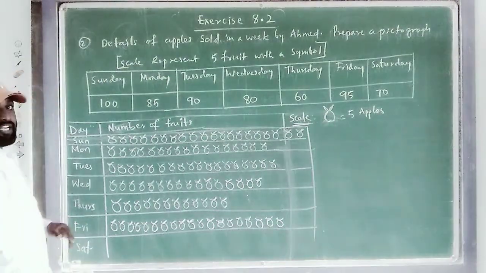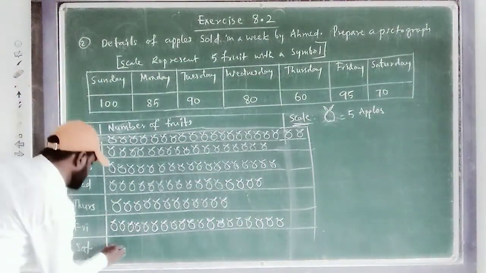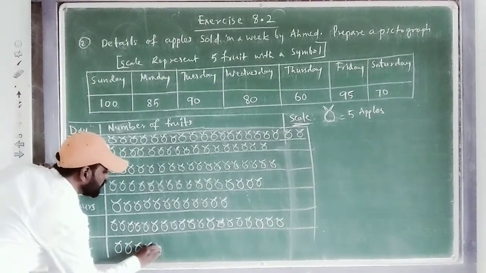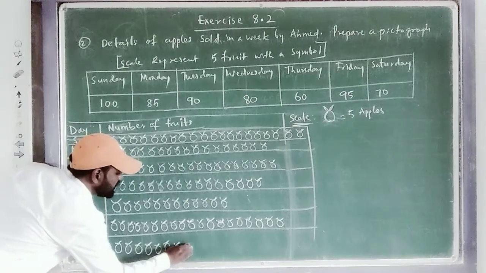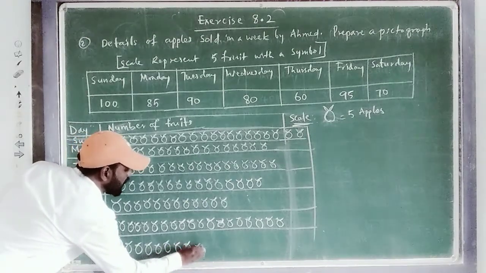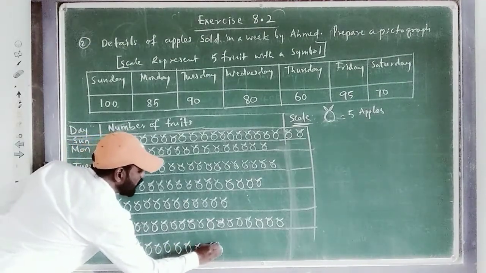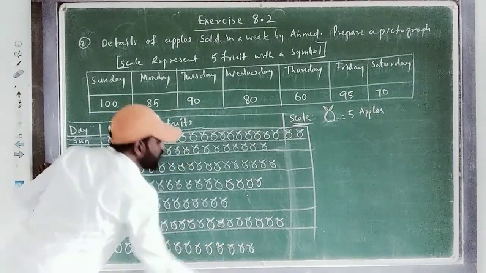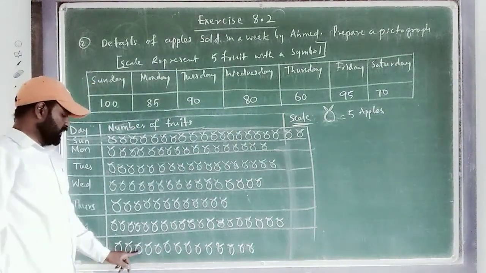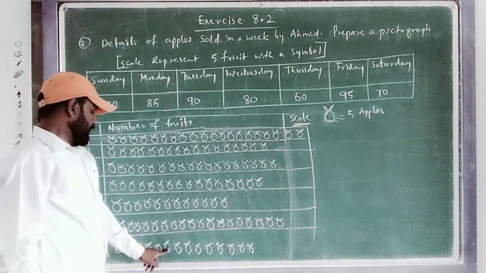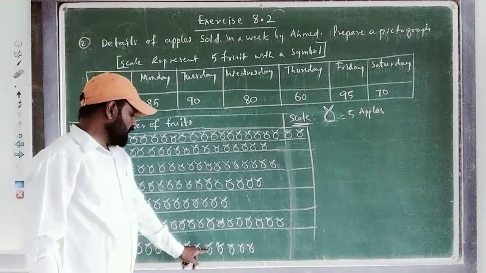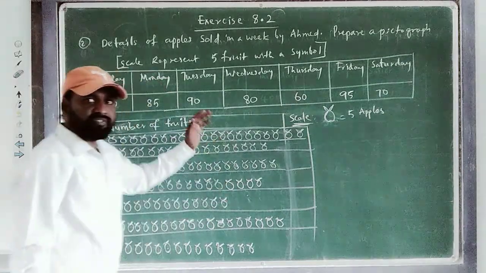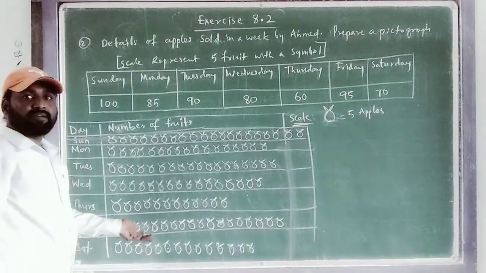Saturday 70. 70 means 14 fives are 70. 14 you have to show. So 1, 2, 3, 4, 5, 6, 7, 8, 9, 10, 11, 12, 13, 14. So 5, 10, 15, 20, 25, 30, 35, 40, 45, 50, 55, 60, 65, 70. 70 apples. Now after showing the pictograph, it is followed by some questions also.